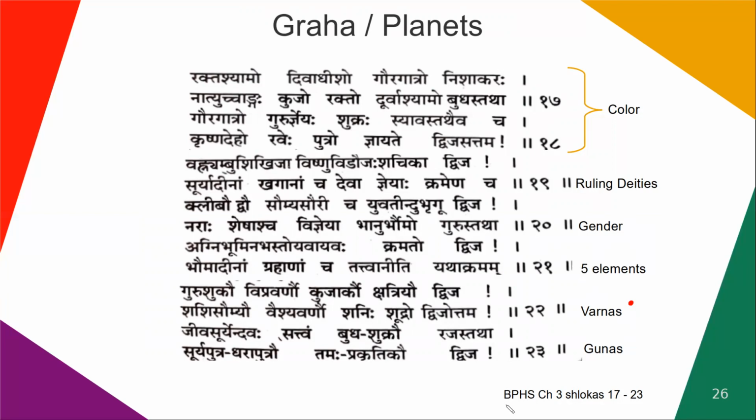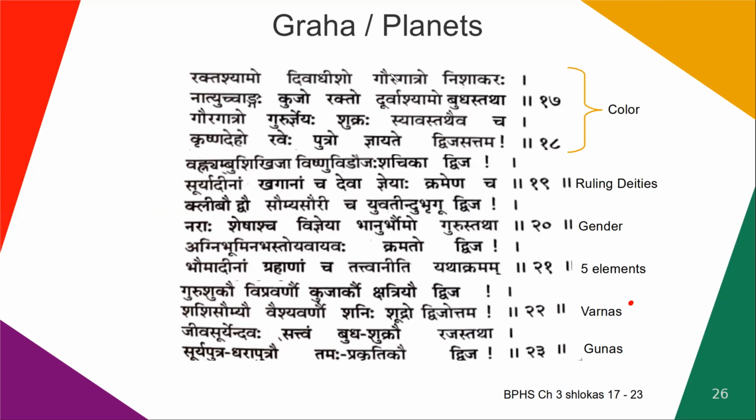These shlokas are from Brihat Parashara Hora Shastra, chapter number 3, shloka number 17 and 18, which tell us which color each planet has. I'll read the shloka. Rakta Shamo Divadhisho Gauragatro Nishakaraha Natyuchanga Kujo Rakto Durva Shamo Budhastatha.